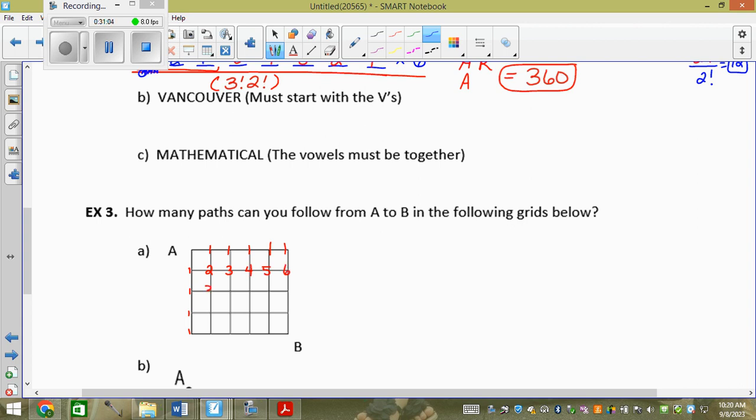One and two, three, I'm doing this fast so you can't write it. Three and three is six. Six and four is 10 total. 10 and five is 15. 15 and six is 21. One and three, four, then 10, then 20, then 35, then 56. Then five, then 15, then 35, then 70, then 126. So I have 126 paths that I could take from A to B, not looping back.